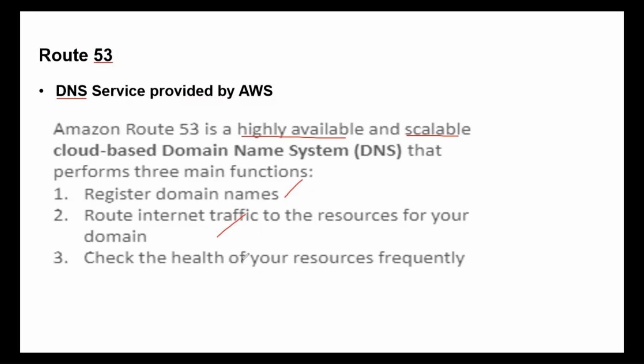The third use case is checking the health of your resources frequently. Route 53 also has the ability to do health checks on your EC2 instances. One instance can be in a primary region and another instance in a secondary region. When the health check fails for the instance in the primary region, Route 53 automatically fails over the traffic to the instance in the secondary region. So we have three main use cases: registering domain names, routing internet traffic to the resources for your domain, and checking the health of your resources frequently.